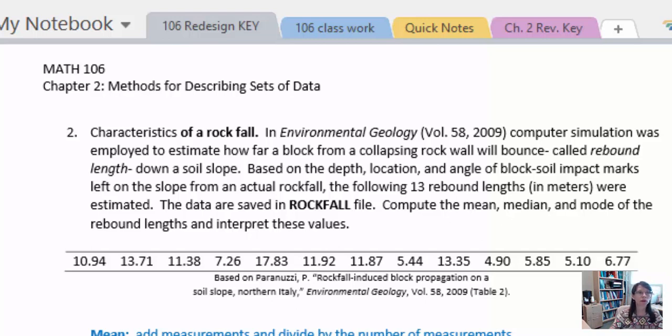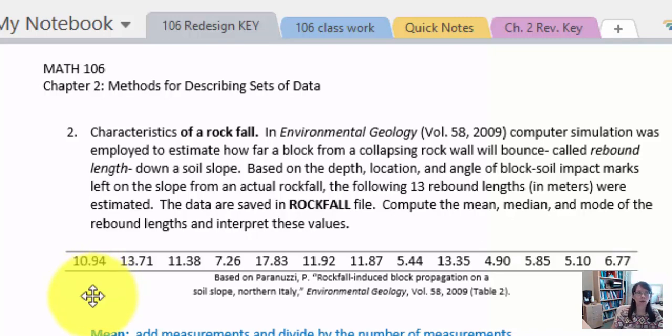Based on the depth, location, and angle of block soil impact marks left on the slope of an actual rockfall, the following 13 rebound lengths in meters were estimated. The data are saved in the ROCKFALL file if you happen to have access to StatCrunch. Compute the mean, median, and mode of the rebound lengths and interpret these values.